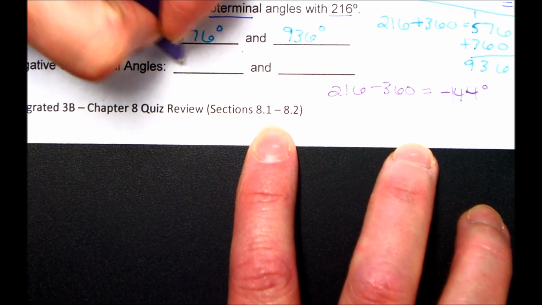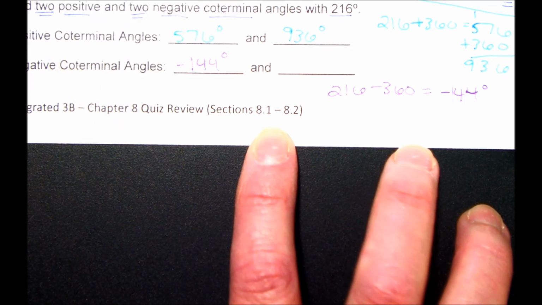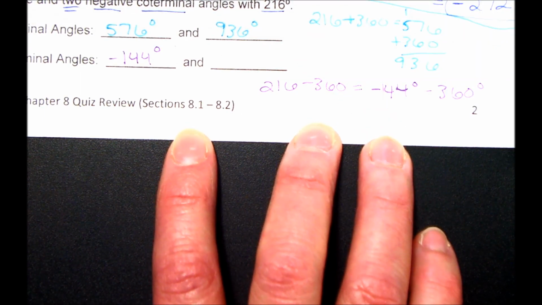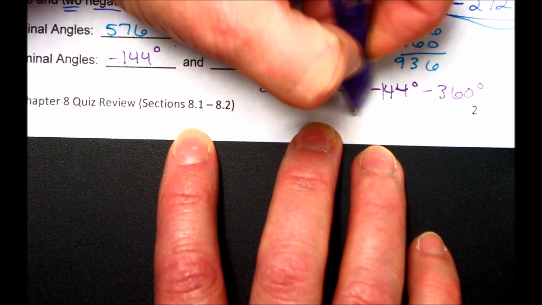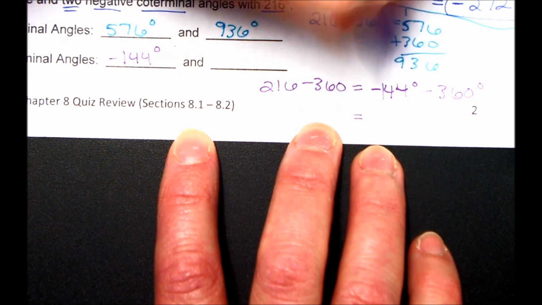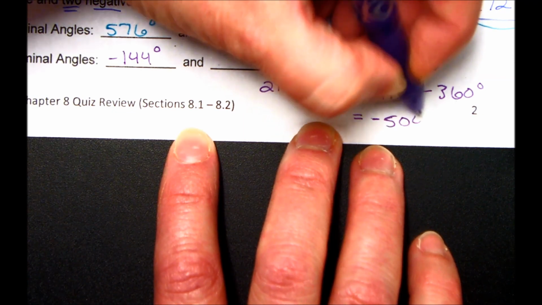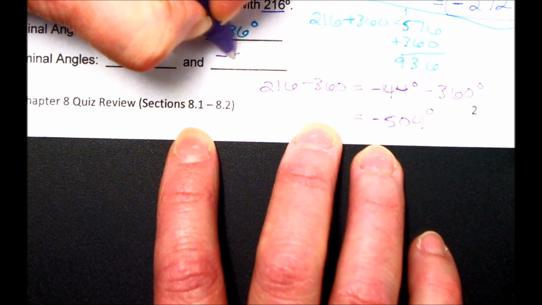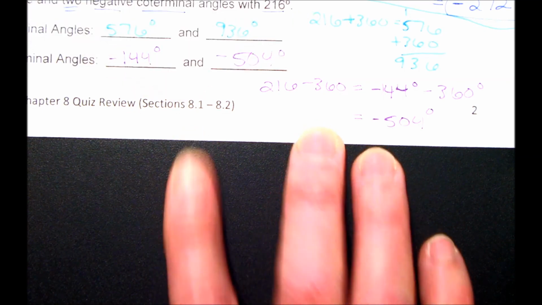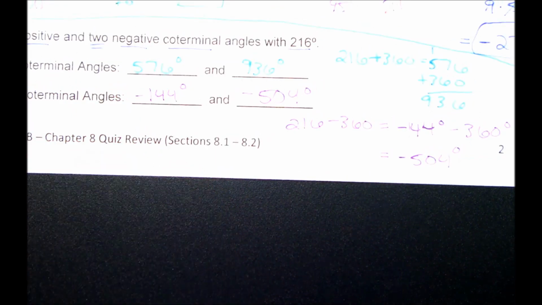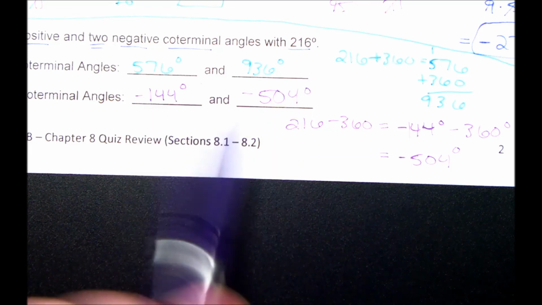That is one negative coterminal angle. And then to find another one, I would just subtract 360 degrees again. So if I plug that in my calculator, well, now since they're both negative, I can add. That makes it easier. So that will be a negative 504 degrees. So we just found two positive and two negative coterminal angles with the 216. Notice that 216 is not one of our answers.